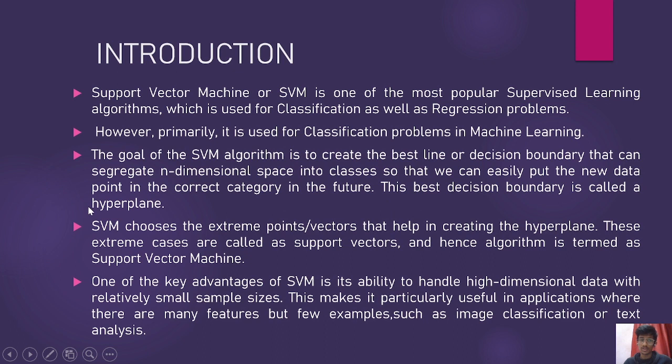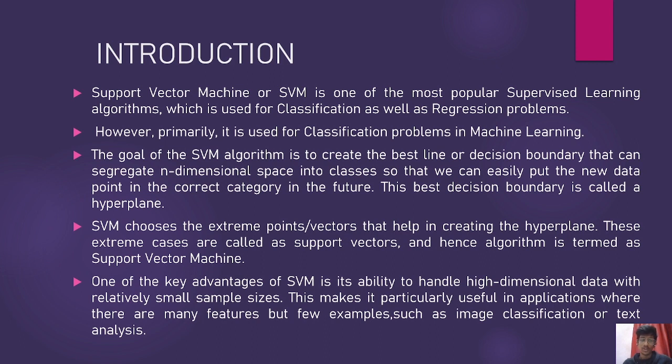So that differentiation will be done by the hyperplane. This is the hyperplane, and SVM chooses the extreme point vectors that help in creating the hyperplane. So this is where SVM comes in. Support vector machine chooses the extreme points that help create the hyperplane, and these extreme cases are called support vectors, and hence the algorithm is termed support vector machine.